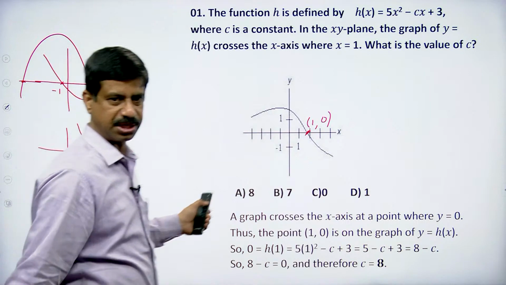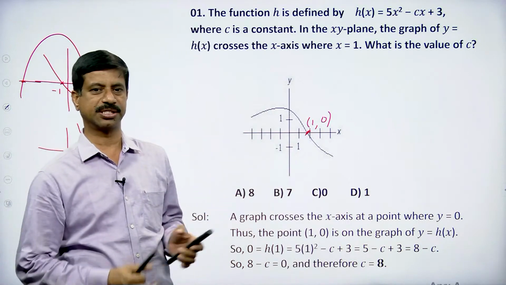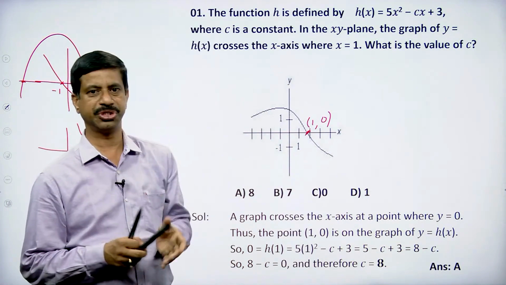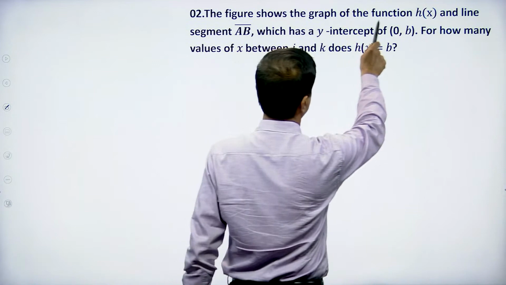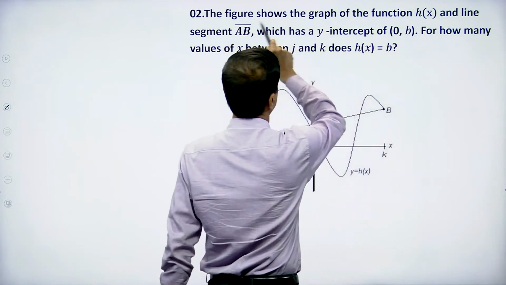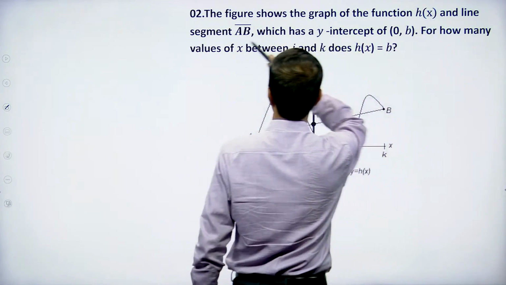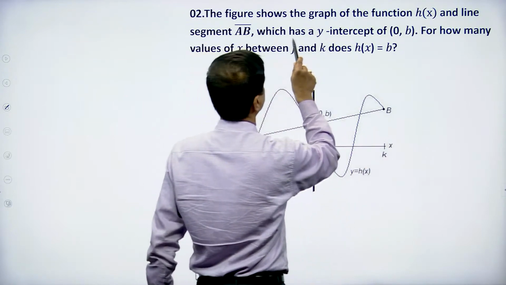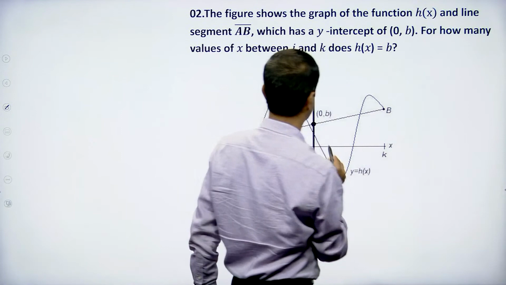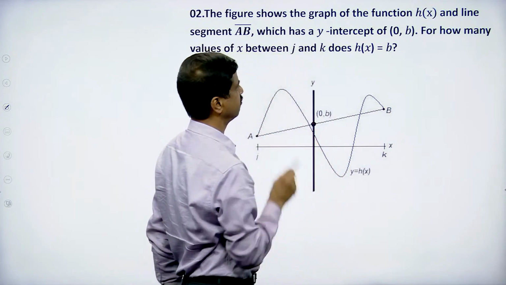So right, children, I think you have copied that. Let's go to the next question and its solution. Let us see what the question says. The figure shows the graph of function h of x and the line segment AB, which has a y-intercept of 0, b. This is 0, b he gave.